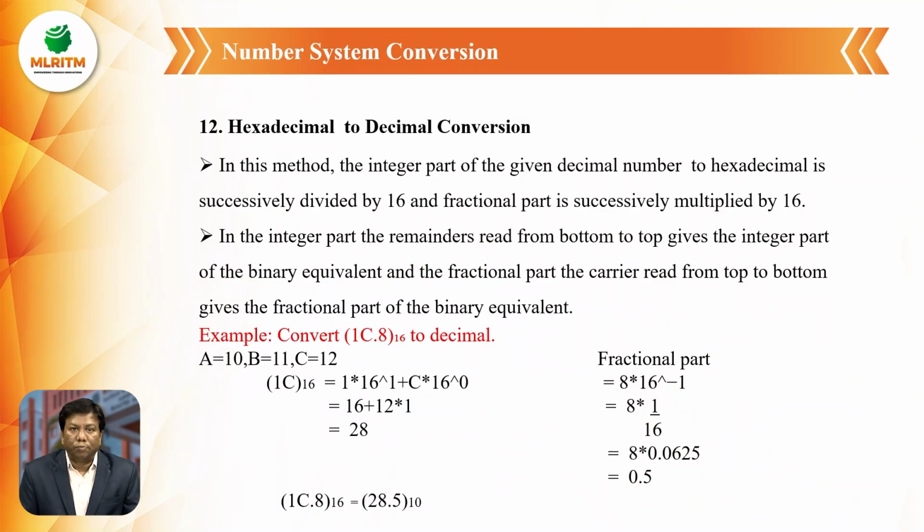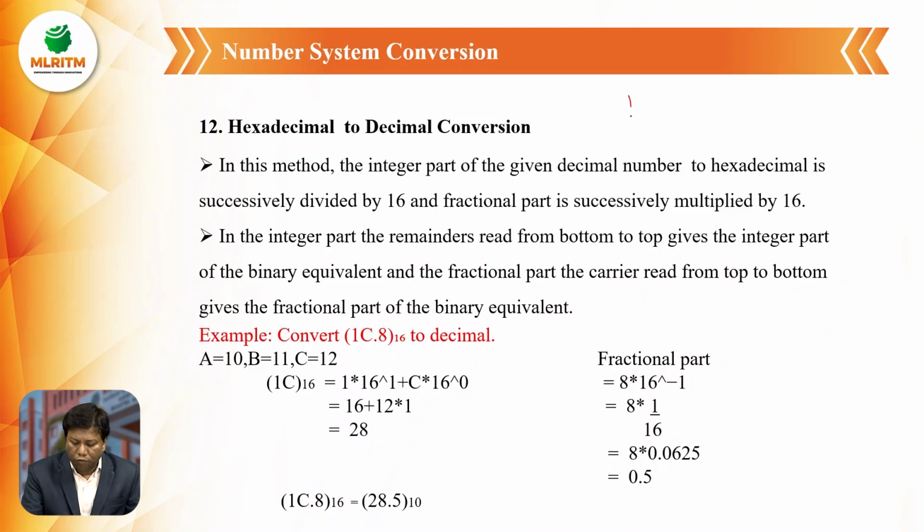Next conversion, hexadecimal to decimal conversion. In this method, the integer part of the given decimal number to hexadecimal number is successively divided by 16 and the fractional part is successively multiplied by 16. In the integer part, the remainders read from bottom to top give the integer part of the equivalent, and in the fractional part, the carries read from top to bottom give the fractional part of the equivalent.